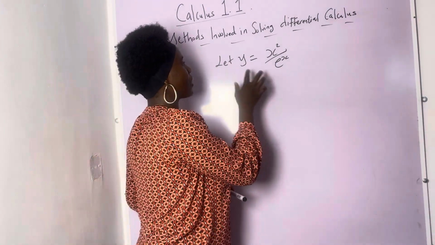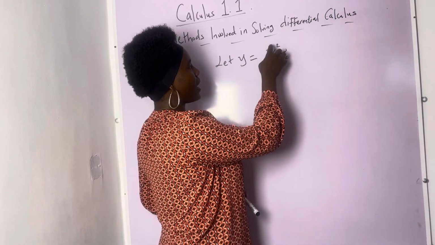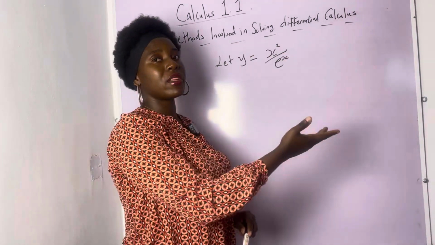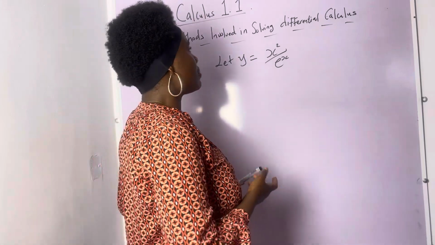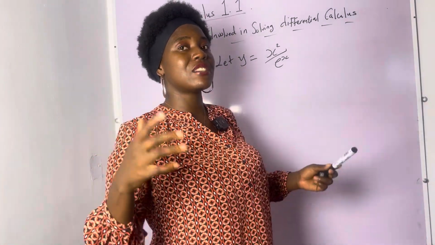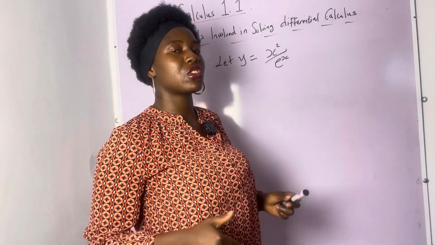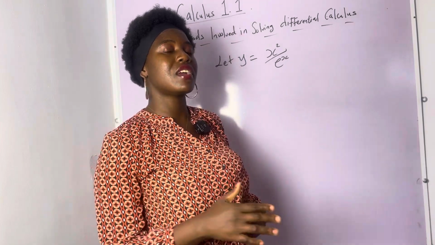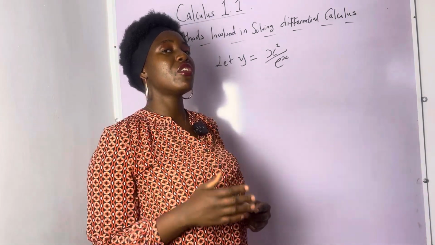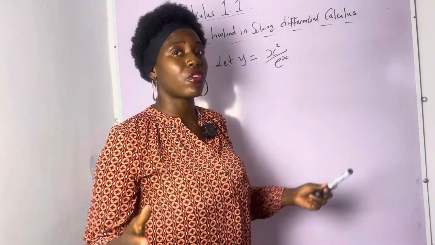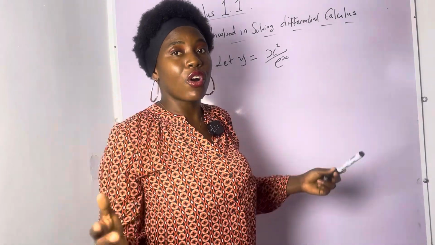Okay, when you're given a question like this, let y be equal to x squared over exponential x. What method can you use to solve this? This is simply using the quotient rule. Identify the method to use in solving differential equations. Differential calculus is very important, because if you don't identify the method to use to solve, you're going to fall under wrong answers.